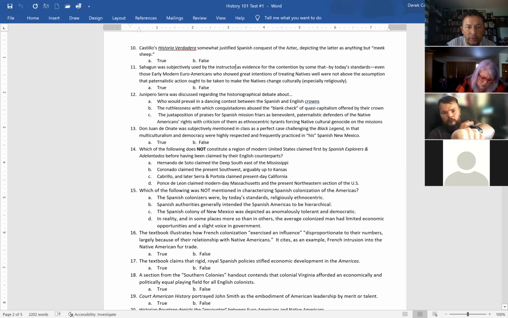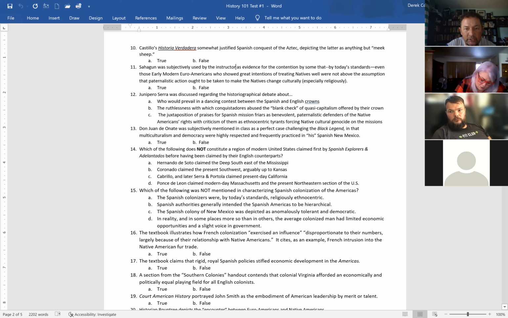Number 14, which of the following does not constitute a region of modern day US first claimed by a Spanish adelantado, someone going forward and claiming lands? I mentioned De Soto and the Mississippi River. I mentioned Vasquez de Coronado and his search for the 7 cities of Quivira of gold in the Southwest up into present day Kansas. I mentioned Cabrillo, Serra and Portola in present day California. Ponce de Leon attempted Florida, not modern day Massachusetts. Nothing was mentioned of the Northeast. And that one, you're looking for the wrong one.